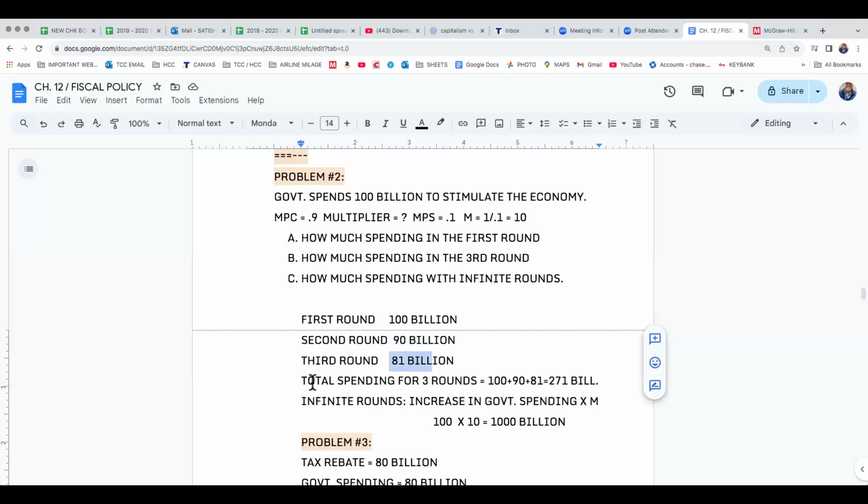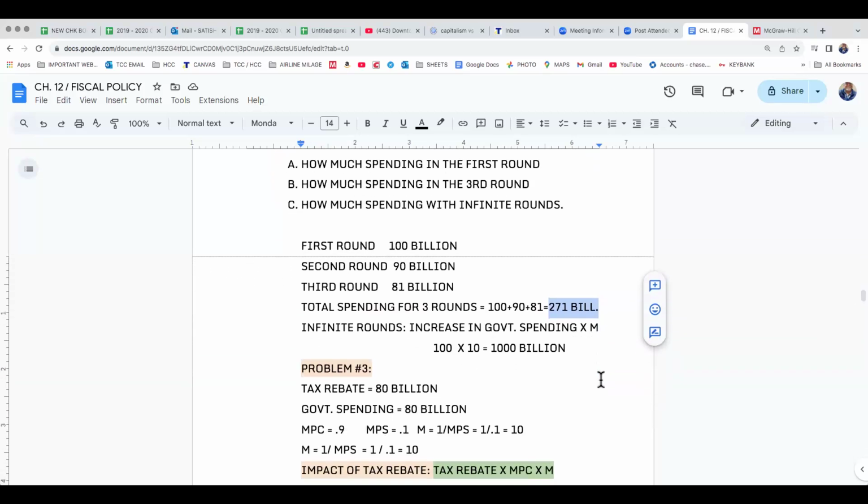So total spending for 3 rounds is 100 billion for the first round, 90% of that for the second round, and 90% of 90, which is 81, for the third round. That means the total income generated for the economy, the worth of goods and services produced, is $271 billion. And if this process goes on and on, we want to know what the final impact is. You take the initial government spending times the multiplier, which is 10, and you get 1,000 billion.